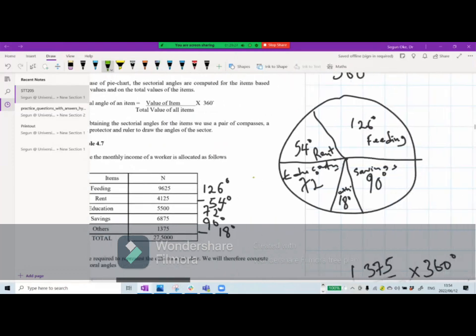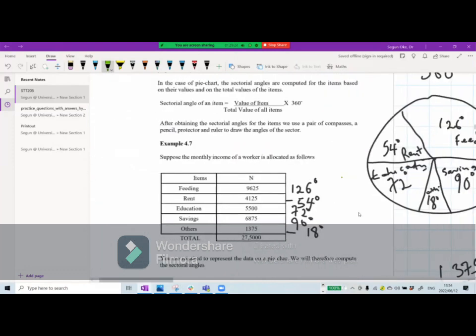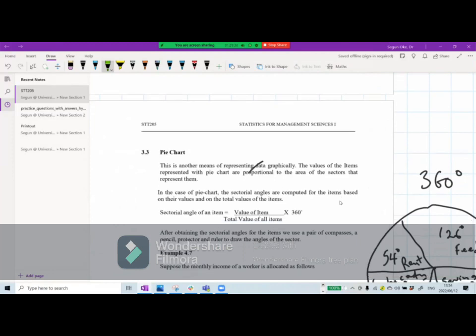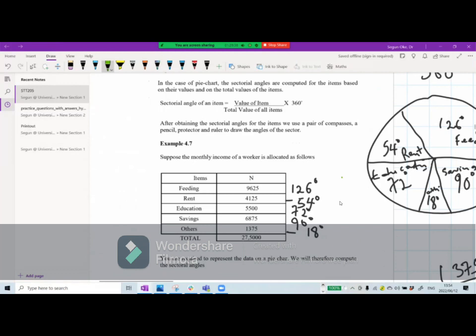Now, let's look at this. We have to be careful at this point. The formula: the value of item divided by total value of all items multiplied by 360 degrees. Number one, identify the item we are talking about. You are a business person, they can give you this: feeding, rent, education, savings, others. The expenses. Are you getting the point?